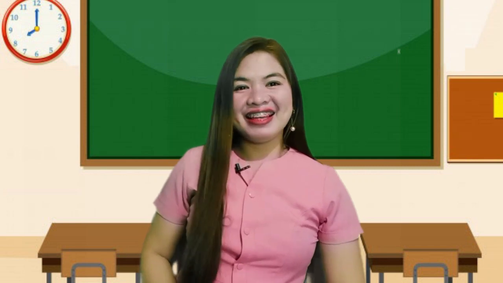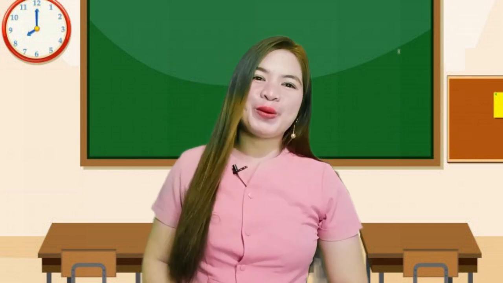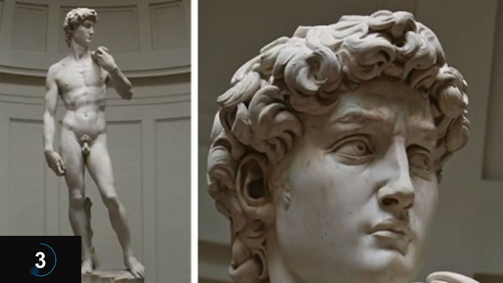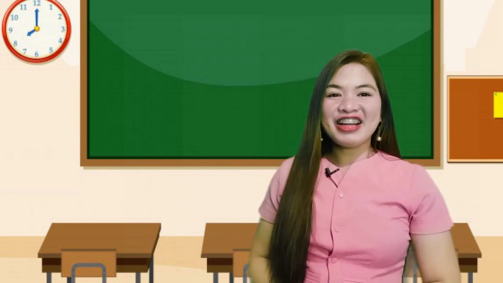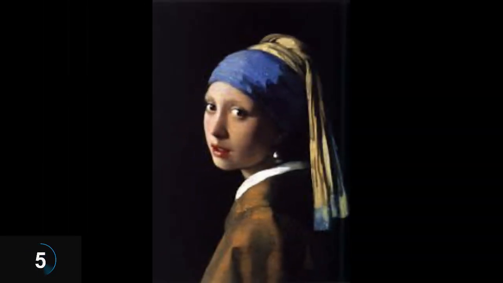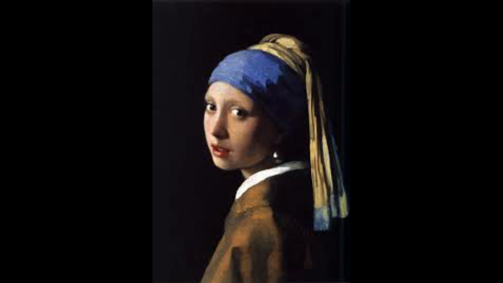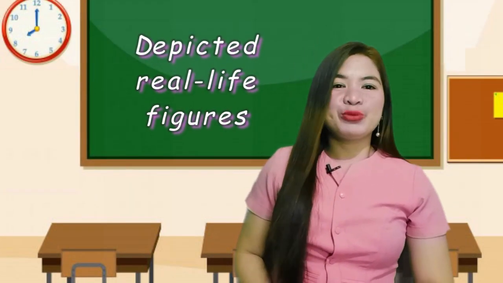Now, let us see if you can identify the characteristic of arts based on the following artworks of Renaissance and Baroque period. Very good! The artwork shows the anatomy of a person. Very good! The painting depicted real-life figures.